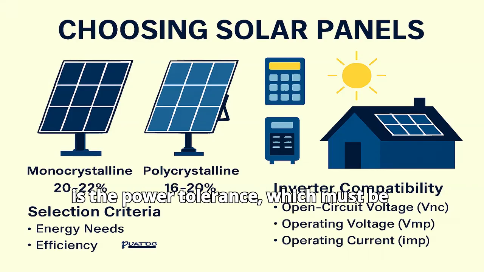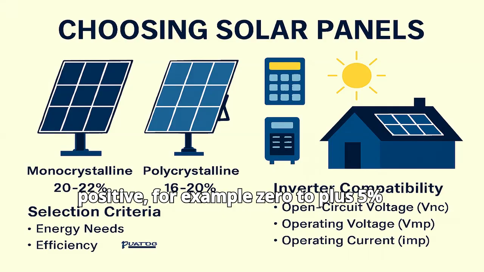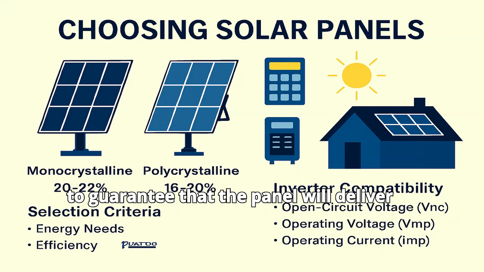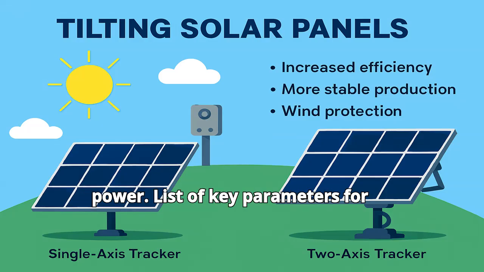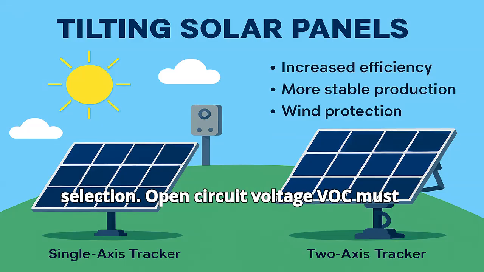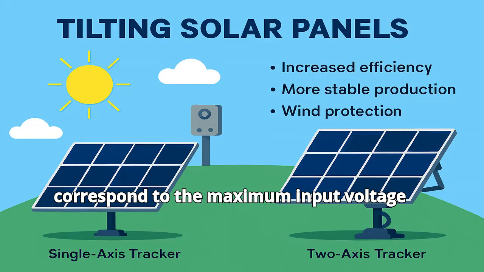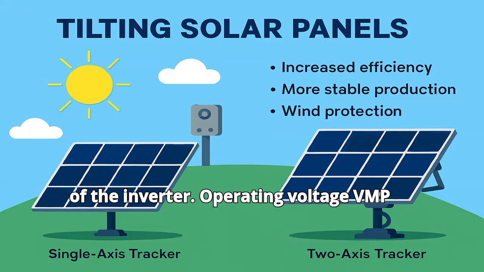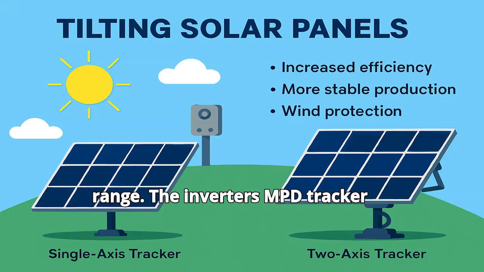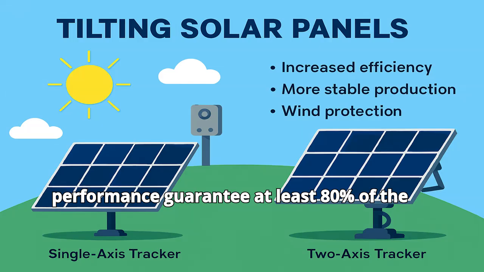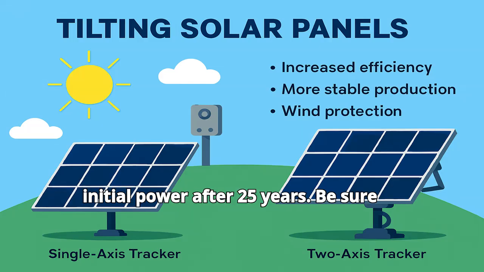The second is the power tolerance, which must be positive, for example, 0 to plus 5%, to guarantee that the panel will deliver the declared or even slightly higher power. List of key parameters for selection. Open circuit voltage, VOC, must correspond to the maximum input voltage of the inverter. Operating voltage, VMP, must be within the optimal operating range of the inverter's MPPT tracker. Performance guarantee: at least 80% of the initial power after 25 years.